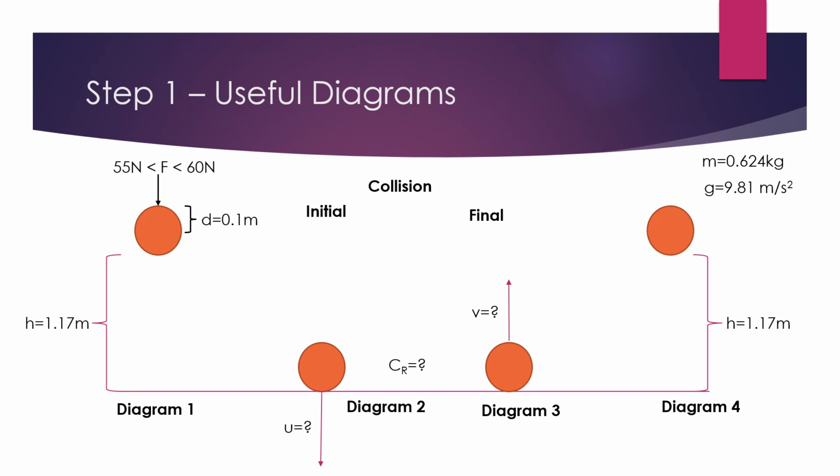These 4 diagrams show 4 useful situations that the ball ends up in for finding a range of CR values. In diagram 1, it's beginning to be pushed towards the ground by the player from initial height. In diagrams 2 and 3, the ball undergoes a collision with the ground, which reverses the direction of its velocity and reduces its magnitude. In diagram 4, it's reached its max height again, which is the same as its initial height.